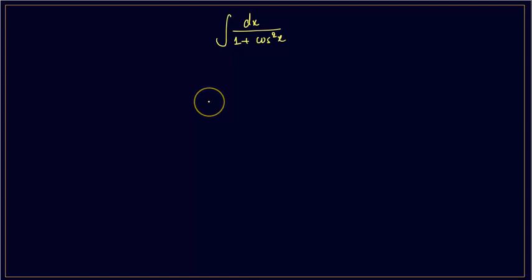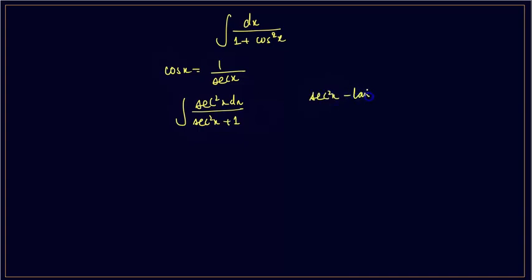You have to find the integration of 1 upon 1 plus cos square of x. So we will write cos x is equal to 1 by sec x. So everything will turn out to be sec square of x dx upon sec square of x plus 1. So sec square of x minus tan square of x is equal to 1.